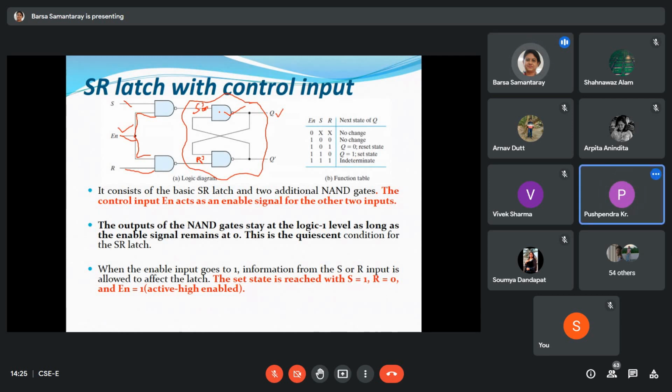Yes, ma'am. So what is the new thing here? S and En are applied to S dash. So we should know the relationship of S dash with S. First S is given and S dash changes, and when S dash changes, your Q changes. Listen to this.